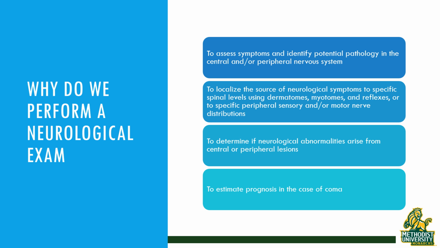assessing whether it's a central or a peripheral problem, and again, peripheral sensory and motor distribution. And then in the case of coma, the Glasgow Coma Scale and some of the tests that we do to assess neurological function can help us estimate prognosis, have an idea how the patient is going to do.